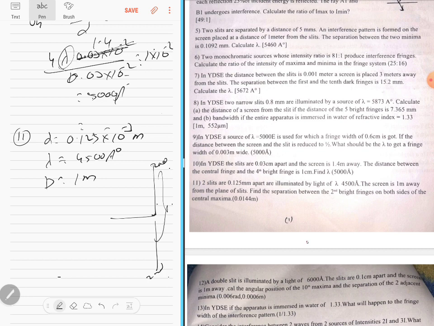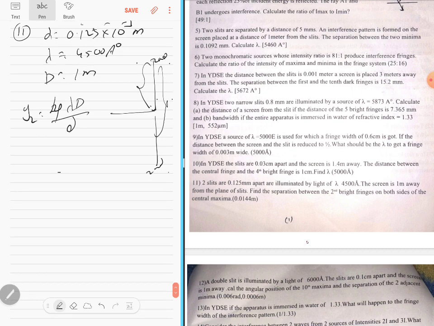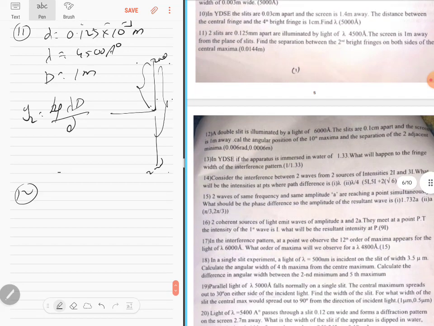You just find the position of the second bright fringe from the center and double it. The position of the second bright fringe is 2 into lambda into capital D by small d, and double it, you will get 4 into lambda into capital D by small d. Just do the calculations and you will get the distance. That completes that sum. It is very simple. I don't know, this paper is obviously very easy.